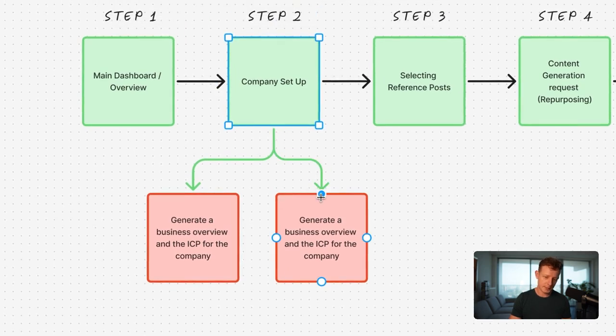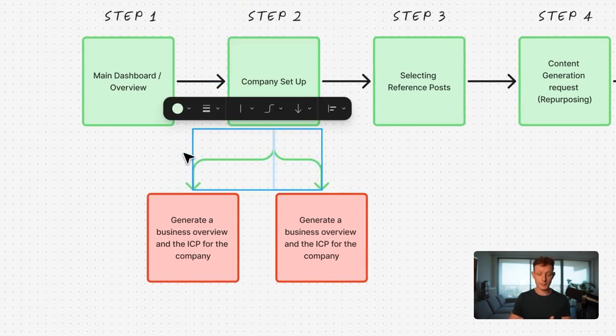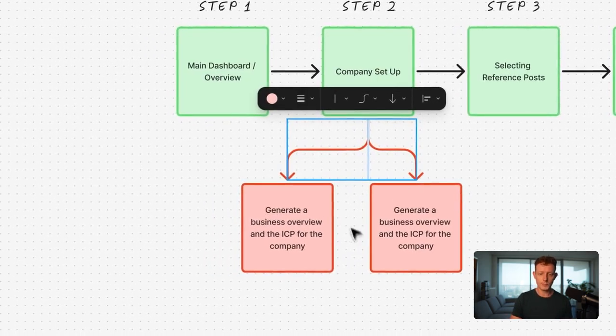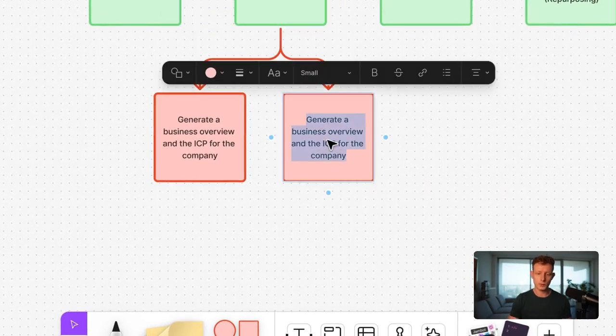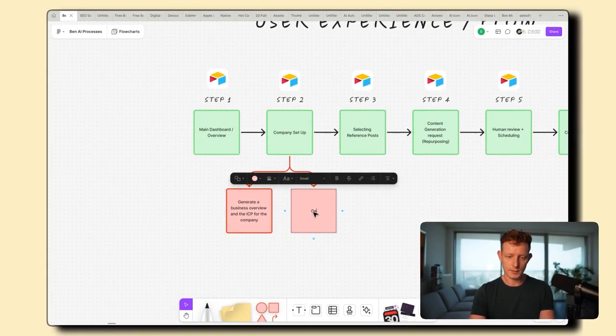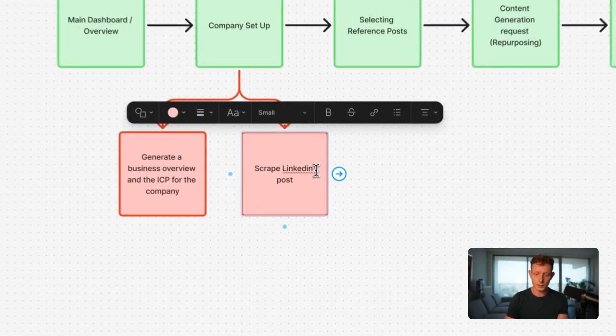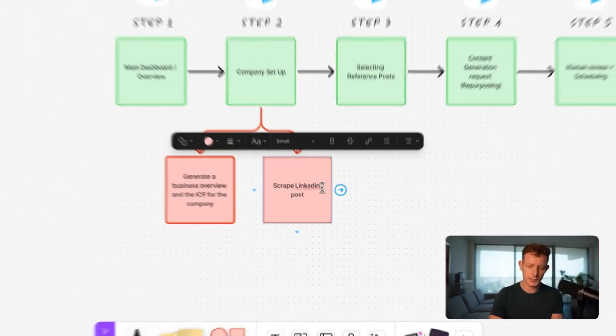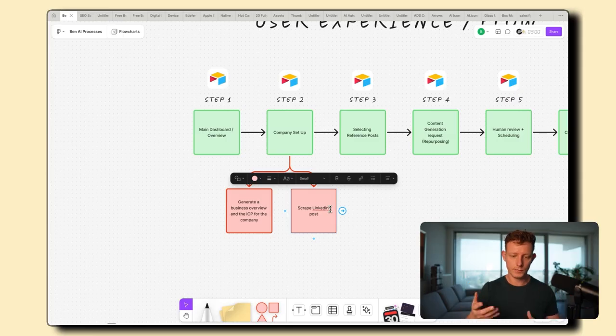And their analytics to, first of all, have that analytics built in, but also to use these reference posts when we're writing new ones to sort of mimic that tone of voice and style. So generate or scrape LinkedIn posts. And this, of course, can come from their own business or can also come maybe from other people on LinkedIn they like the style and tone of voice of.